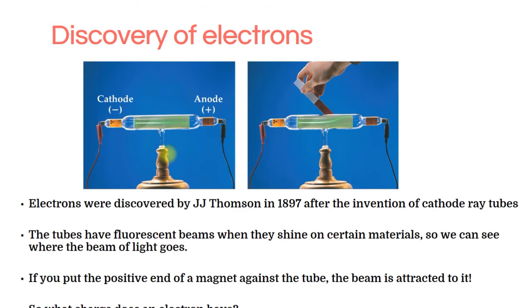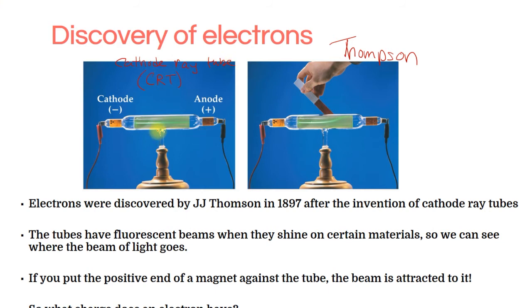Okay. So I said that Thompson discovered electrons. Okay. He did it by inventing a technological device which we should all be very thankful for. It's called the cathode ray tube. Okay, this is sometimes abbreviated as CRT.